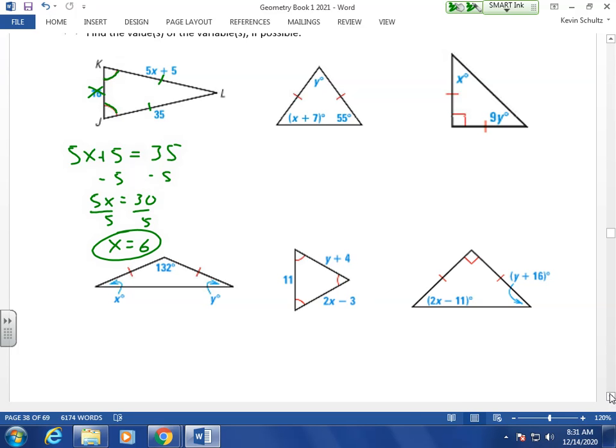And I can just test that. If I plug in 6 for x here, does that side equal 35? Yes. Okay. And being an isosceles triangle, it should.